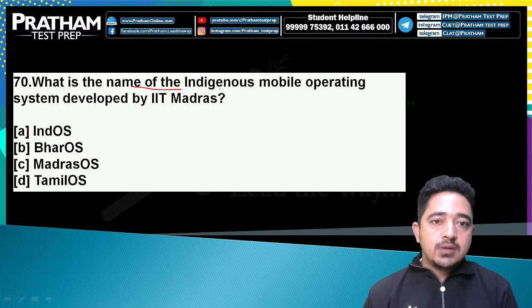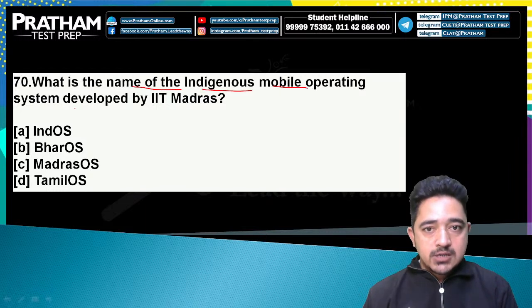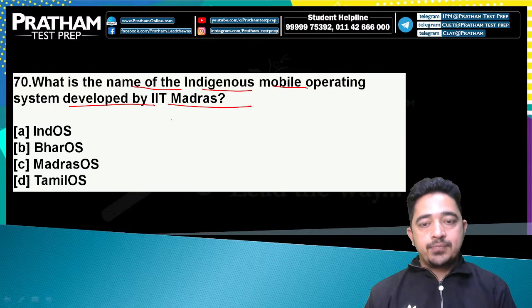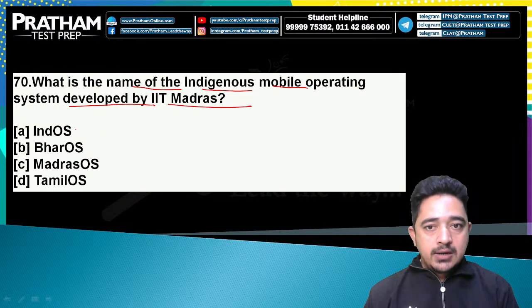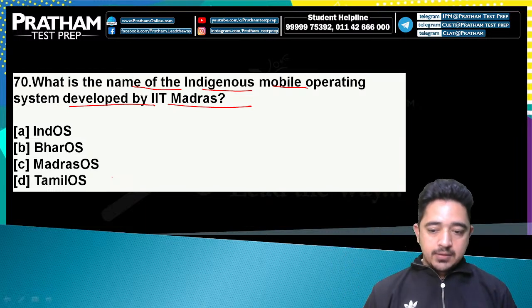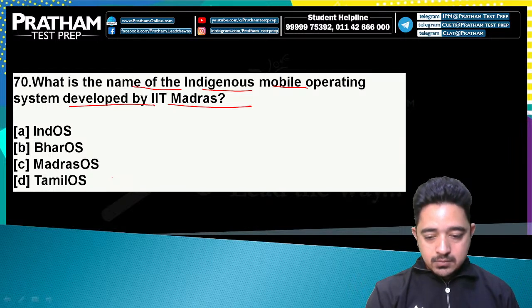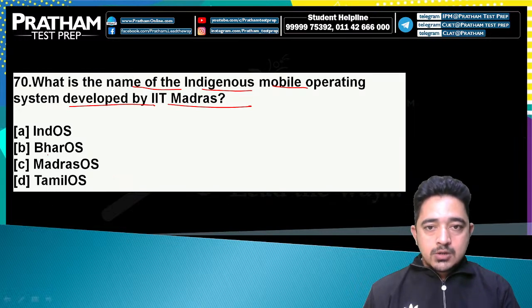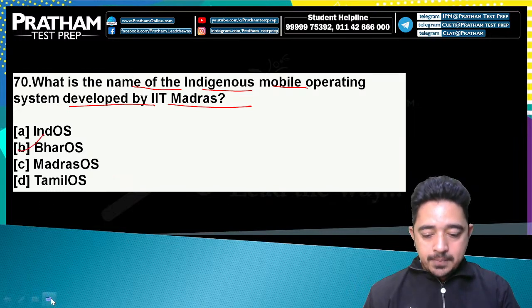What is the name of the indigenous mobile operating system developed by IIT Madras? INDOS, BharOS, Madras OS, Tamil OS. So B is the right answer.